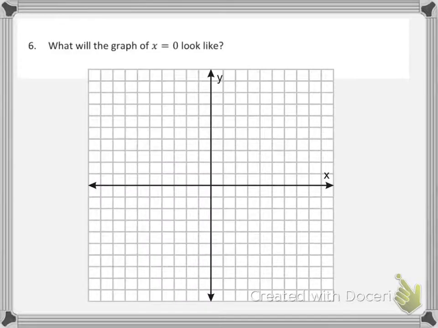All right. Number 6. What will the graph x equals 0 look like? Well, I don't even need a table here. I know no matter what I put in for y, x is 0. So I could have 0, 0. I could have 0, 5. I could have 0, -5. I could have 0, 8. x is always 0, so what kind of line do I get? A vertical line, and what's unique about this vertical line is it's on the y-axis. So x equals 0 is the y-axis.